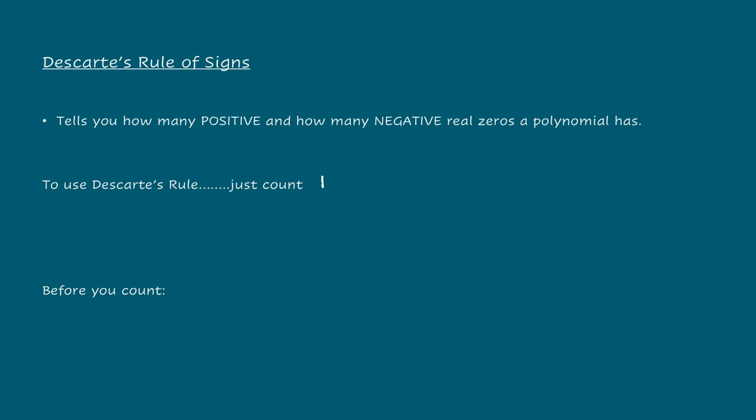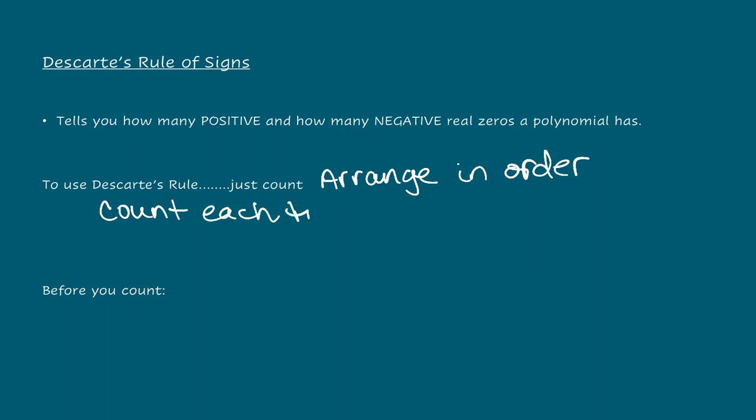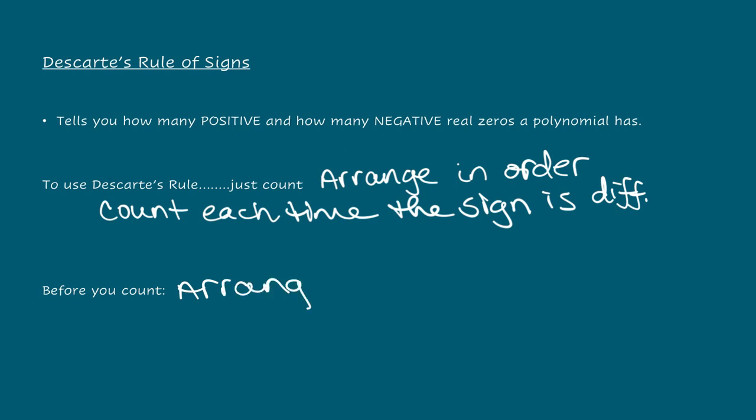So arrange the polynomial in order, and then count how many times our sign is different as you go along from largest to smallest in the terms of the polynomial. So count each time the sign is different. Before you count, arrange in order. We've already said that, but let's say it again.